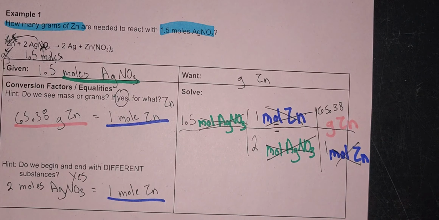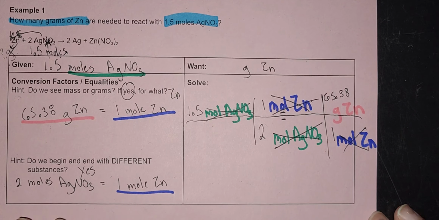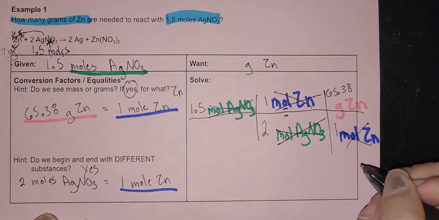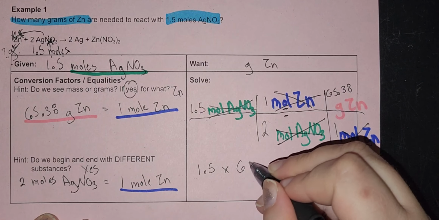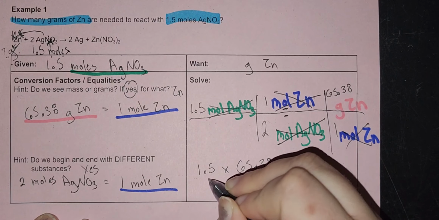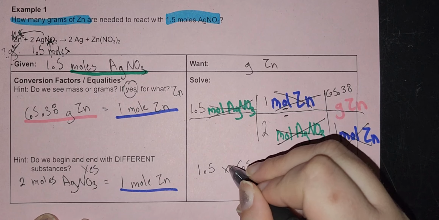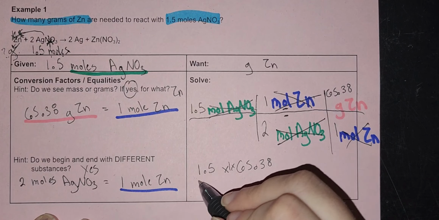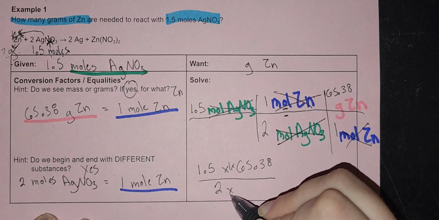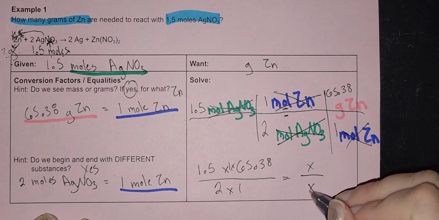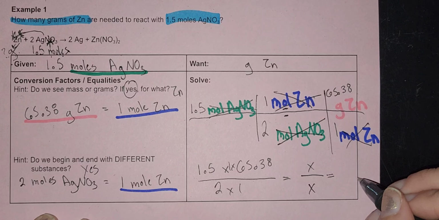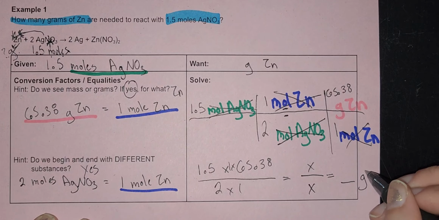Now the only thing left to do is go ahead and put this into our calculator. So we're going to do 1.5 times 1 times 65.38. Then on the bottom we're going to do 2 times 1. Then our top number is going to be divided by our bottom number, and that is going to give us our grams of zinc.